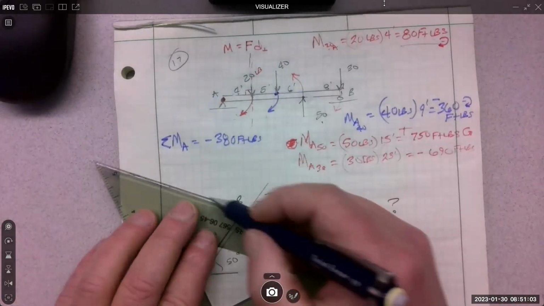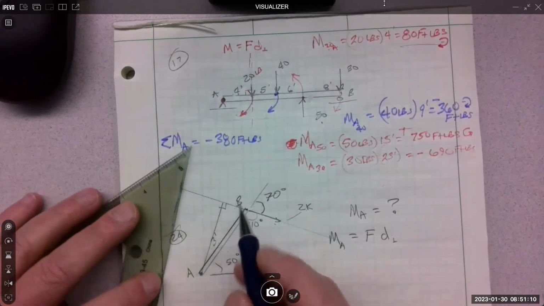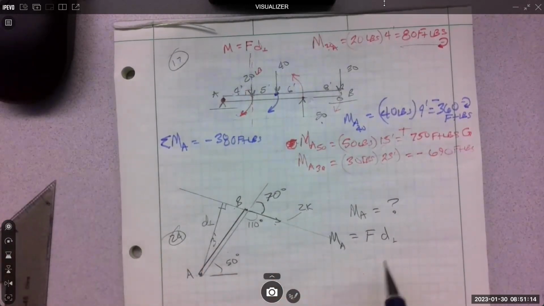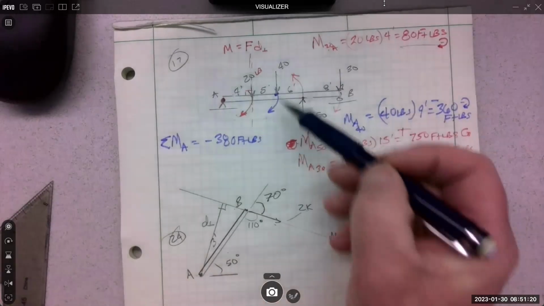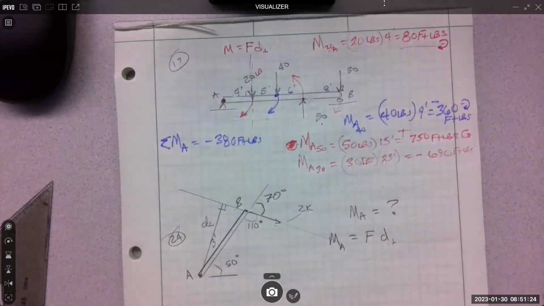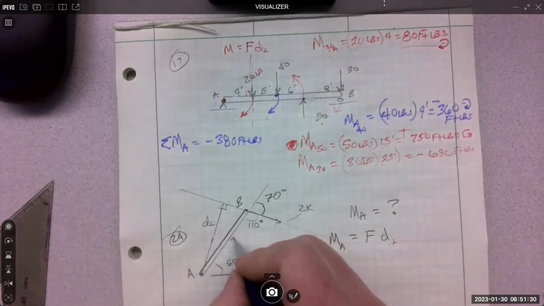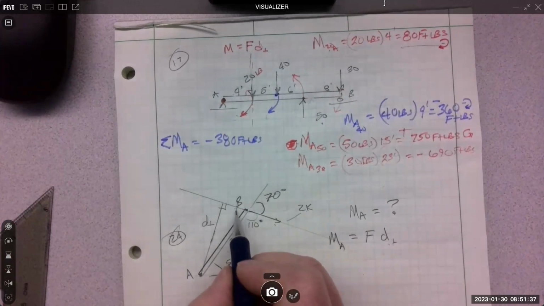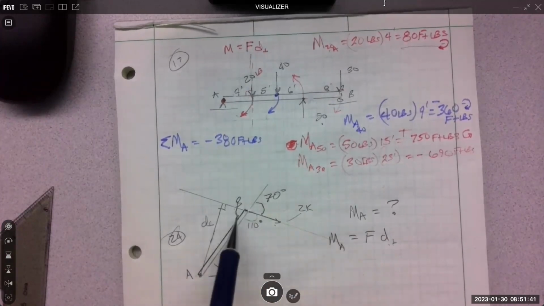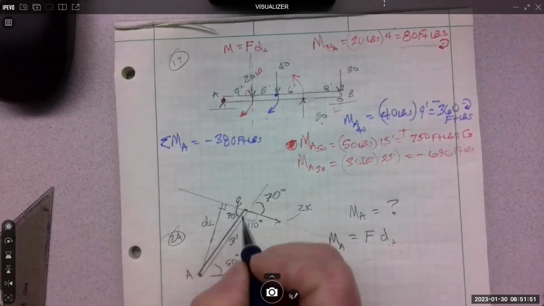It's not the perpendicular distance. Where is the perpendicular distance? Well, I'm going to extend my line of action and find the perpendicular distance. It's here. This is the perpendicular distance that goes in force times distance. These other ones were easy. They're all perpendicular distances, so we just use them directly. This one's not as easy because I don't know the perpendicular distance. I know this is 3 feet. I can probably find some angles. This angle here would be what? 180 for a straight line, take away 110, it's 70.